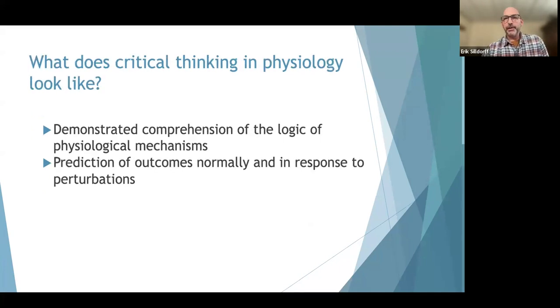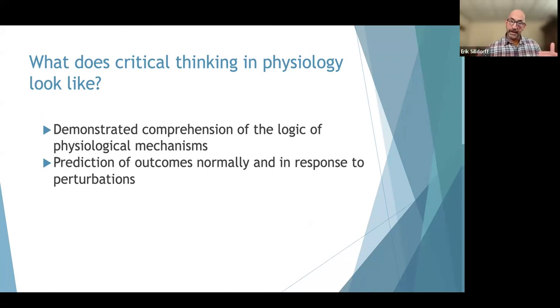So what does critical thinking in physiology look like, right? Let's get a little bit more specific. And really, it's that demonstrated comprehension of the logic of the physiological mechanisms. In other words, understanding why the dominoes fall in the order they fall, or even why certain dominoes need to exist for that particular mechanism to occur, right?